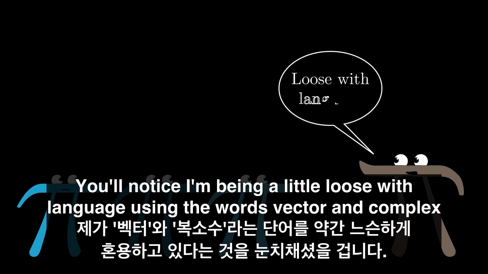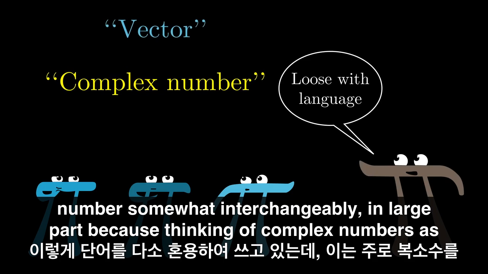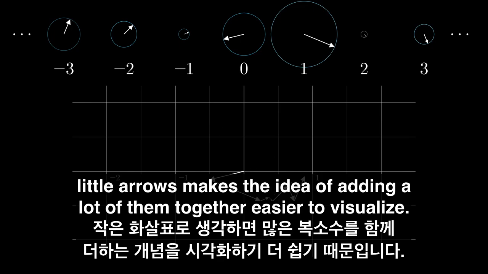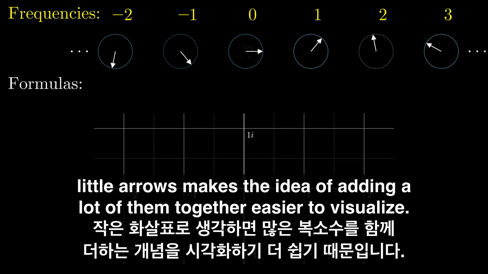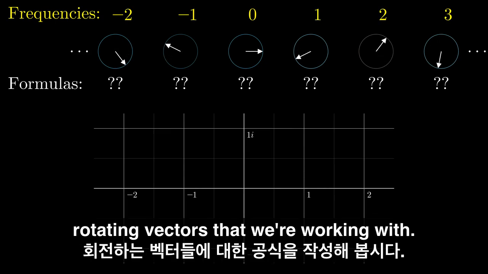You'll notice I'm being a little loose with language, using the words vector and complex number somewhat interchangeably, in large part because thinking of complex numbers as little arrows makes the idea of adding a lot of them together easier to visualize. Alright, armed with the function e to the i times t, let's write down a formula for each of these rotating vectors that we're working with.